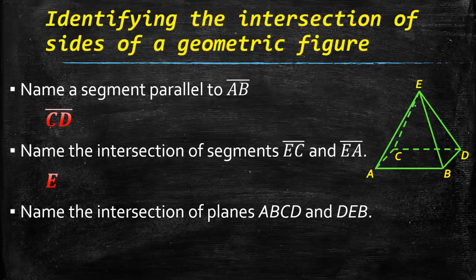And finally, name the intersections of planes ABCD and DEB. So there's plane ABCD, there's plane DEB. And what's the point that they have in common? In this case, it would be line BD. So remember, even though this is a figure, it asks the intersection of planes, and planes stretch infinitely in each direction. So the intersection would be line BD.